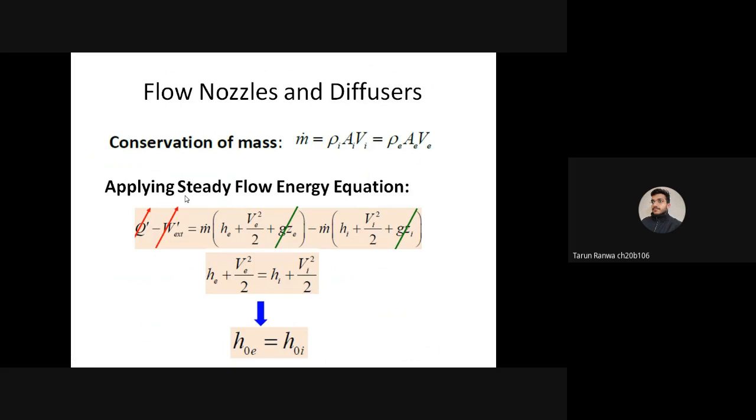For nozzles and diffusers, we can write Q dot minus W dot external equals m dot into (h plus V_e square by 2, like this). Here z_e is 0 and z_i is also 0, so we can say these two terms are equal. This term is h naught e and this term is h naught i, so these are equal.